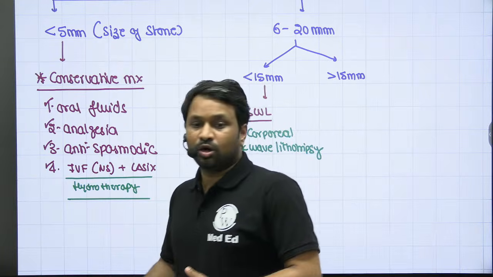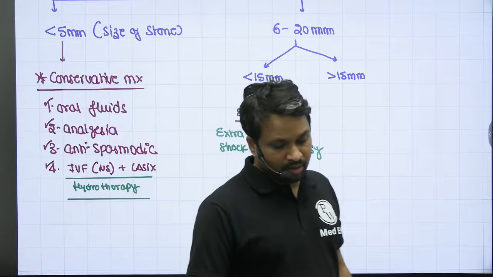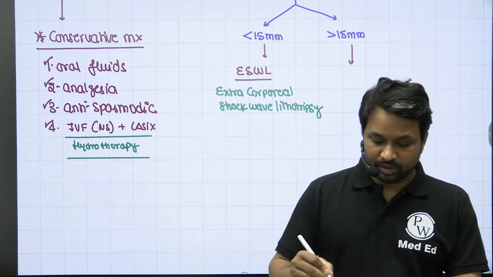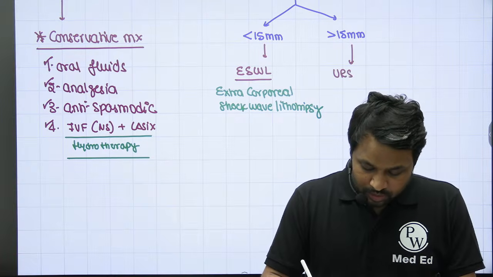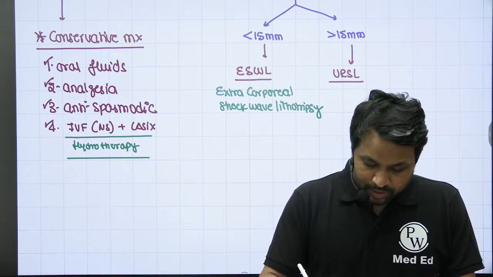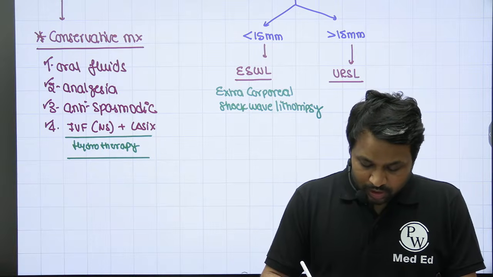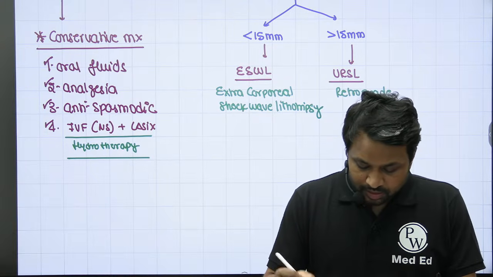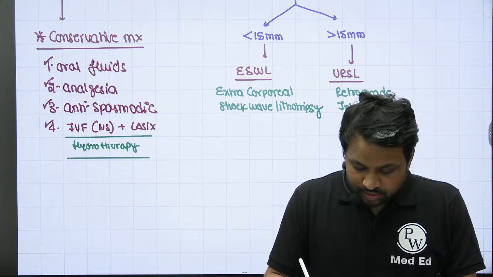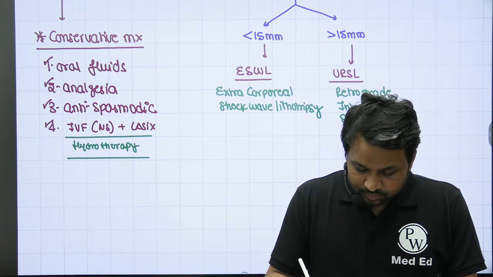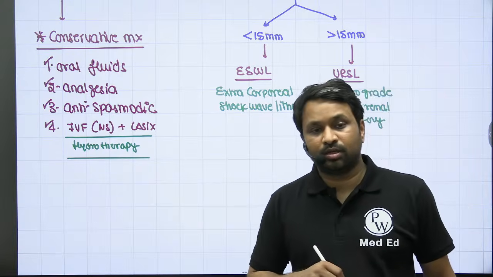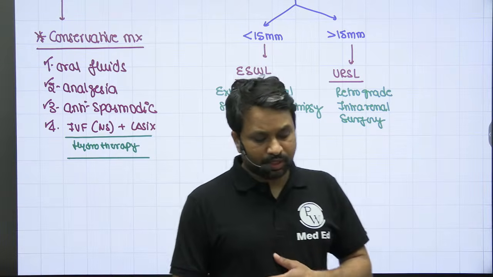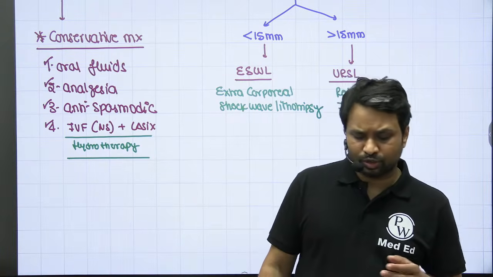It's extracorporeal shock wave lithotripsy, that is ESWL. If it is more than 15 millimeters, then you could do a URSL, that is your ureteroscopic stone surgery, also called retrograde intrarenal surgery. So RIRS, that is retrograde intrarenal surgery, that is a URSL, that is ureteroscopic stone extraction.